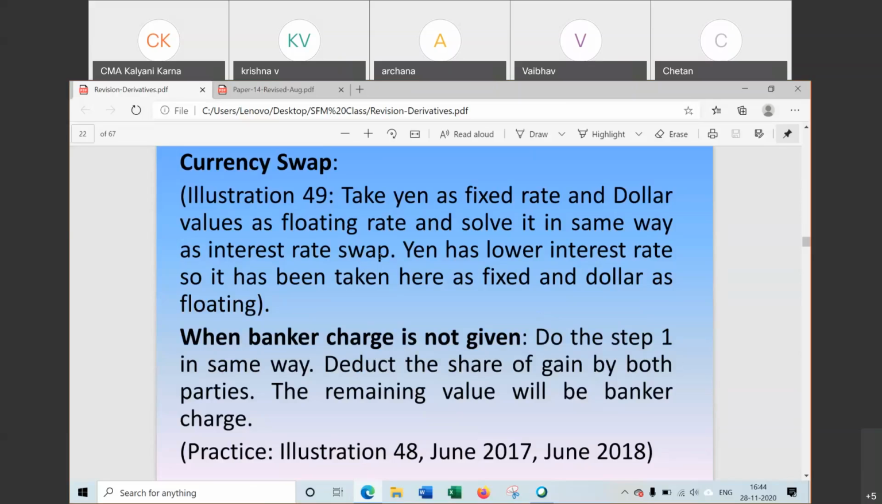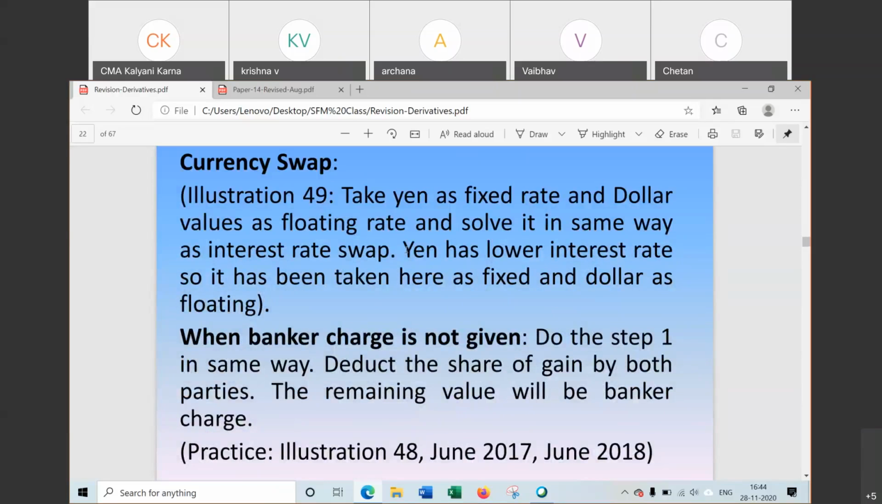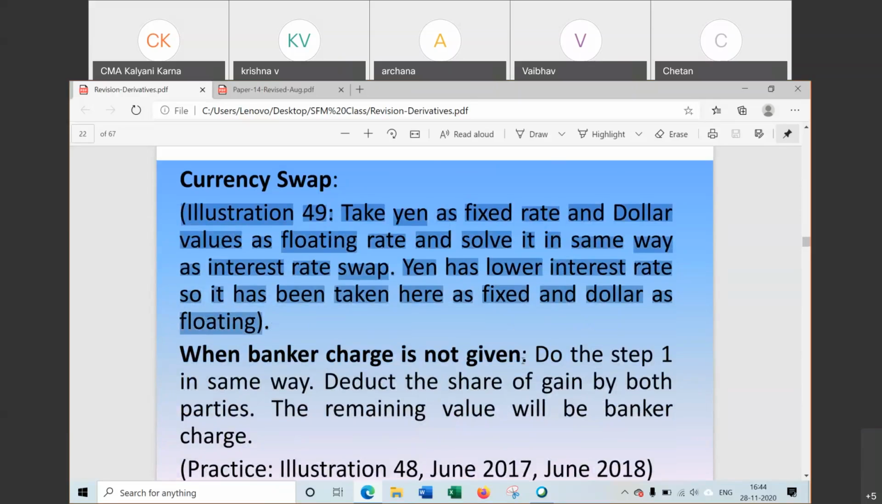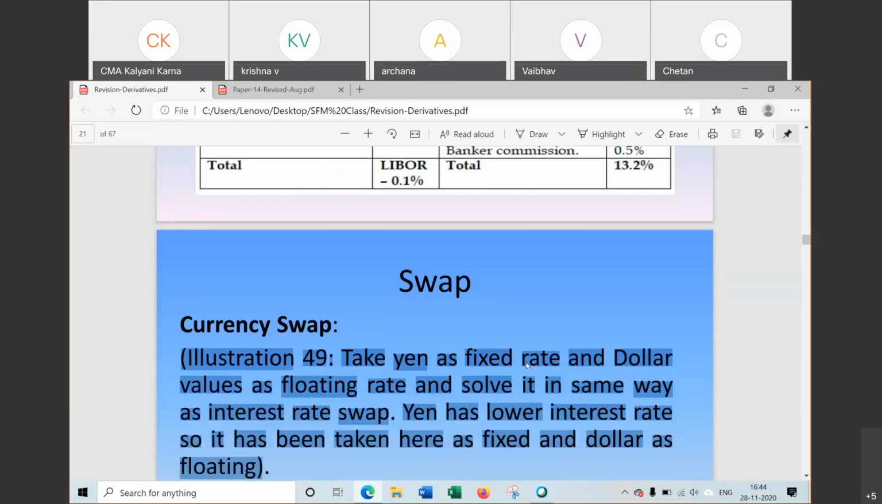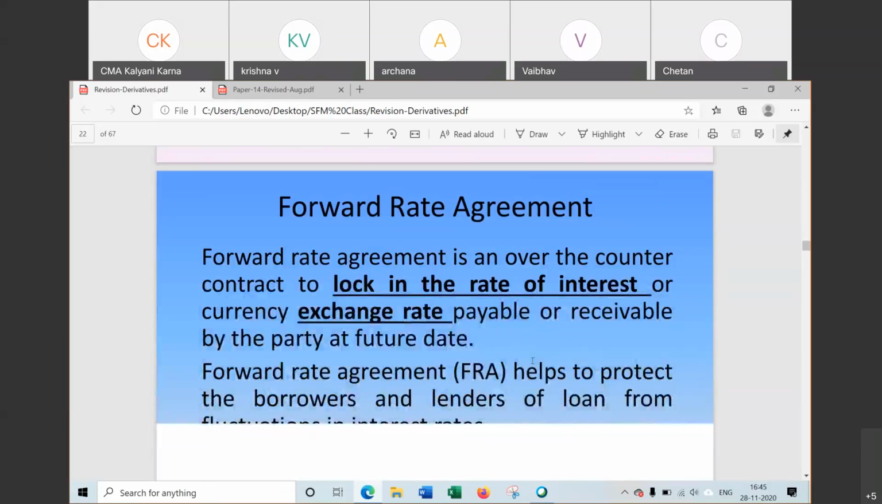Now here the question arises: how to identify which currency will be taken as fixed rate and which one will be taken as floating rate. The currency with the lower interest rate, take that one as fixed. In question number 49, yen has the lower interest rate, so take that one as fixed and dollar as floating, and the rest of the computation is made in the same way as question 44. That one was for the swap deal.